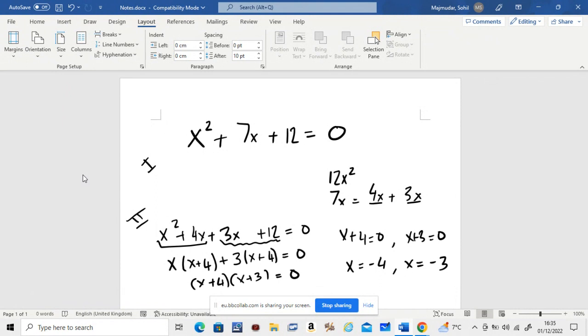So any such problem where you have to factorize, you can do it in two steps. Now just make a note, every problem cannot be factorized. So if you cannot factorize it, you have to use the quadratic formula. But if you can factorize it, you should be able to do it in two steps.